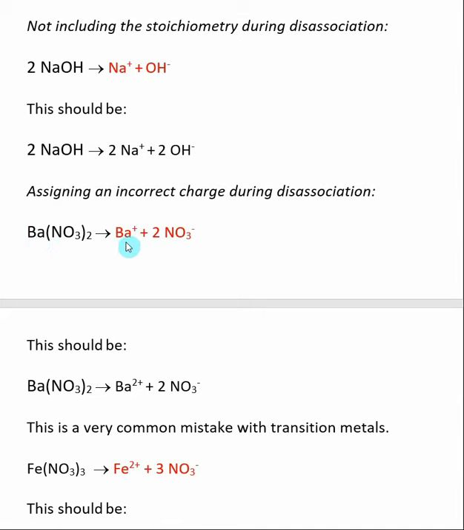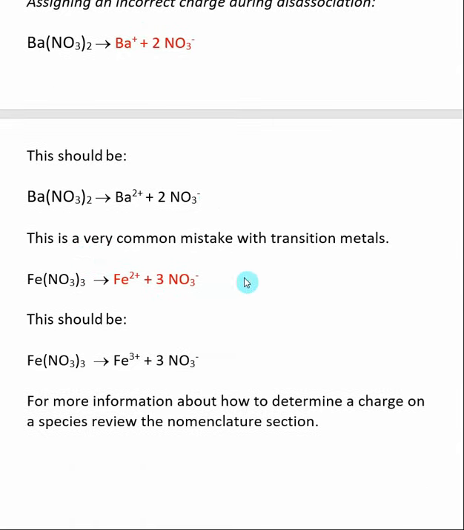In reality, barium is 2 plus. I know that because it's in the second column of the periodic table. I also know this because it's attached to 2 negatively charged nitrates. So if you leave it as barium plus, you're going to have problems during this reaction. And this mistake is very common with transition metals. Remember, transition metals have variable charges, and really we have to look at the counterion to determine the charge on a transition metal.